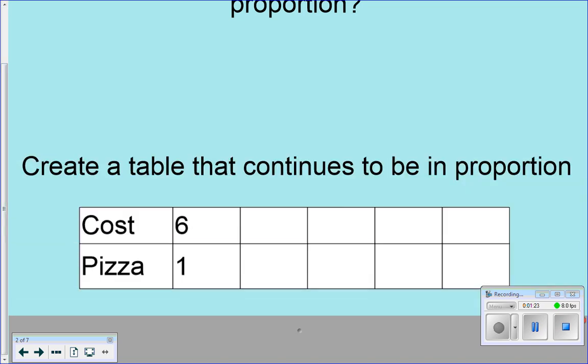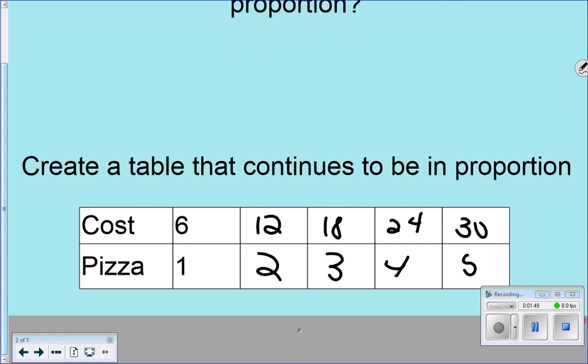Alright, so let's talk about this. If I have a table, what can I do to make sure the rest of this table is in proportion? I want to put this thing in proportion. What am I going to do, Hannah? Okay, so if I buy 2 pizzas, it's going to be 12. Yep. So if I buy 3 pizzas, 18, 4, 5. Okay, does everybody know how to do this? Because this is going to be a big part of your homework today. Making sure things are in proportion and creating your own tables, that's going to be part of it today.